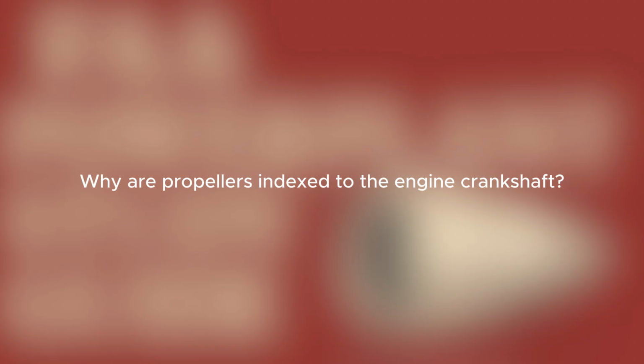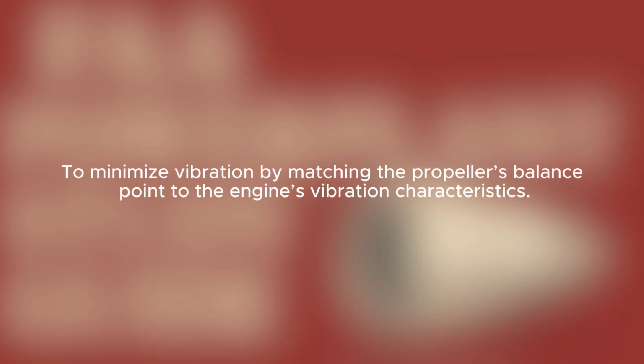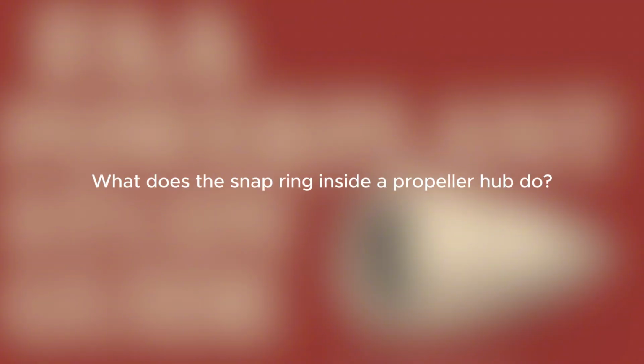Why are propellers indexed to the engine crankshaft? To minimize vibration by matching the propeller's balance point to the engine's vibration characteristics. What does the snap ring inside a propeller hub do? It lets the propeller be pulled off the shaft once the retaining nut is loosened.